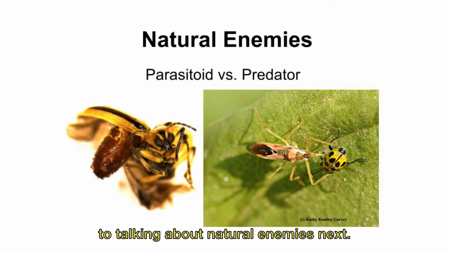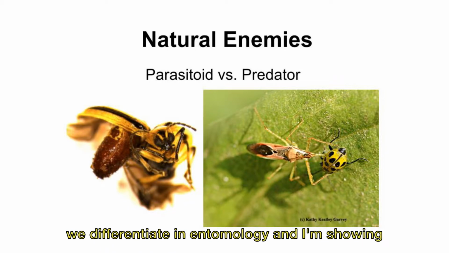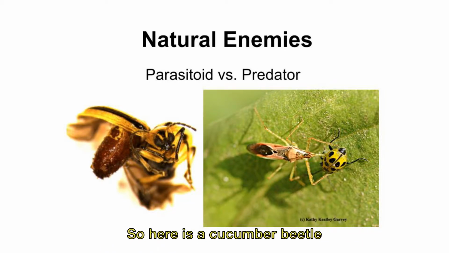I'm going to switch to talking about natural enemies next. In cucurbits, we have both parasitoids and predators. These are the two large categories of natural enemies that we differentiate in entomology. And I'm showing you photos of both of them. So here is a cucumber beetle adult, and this is a parasitoid fly pupa that's hanging off of the beetle.